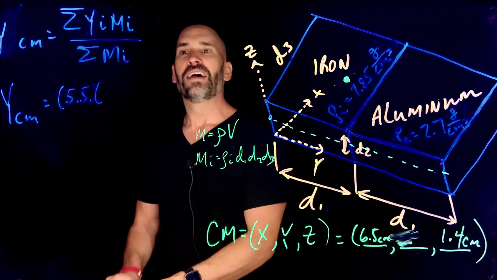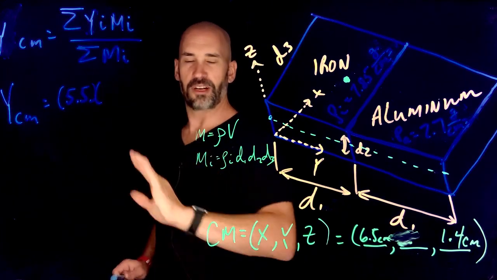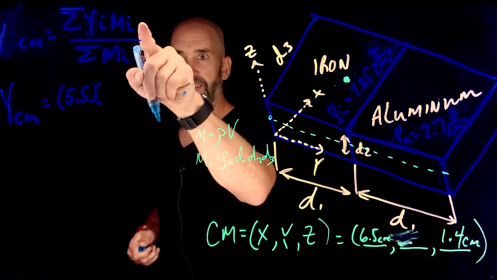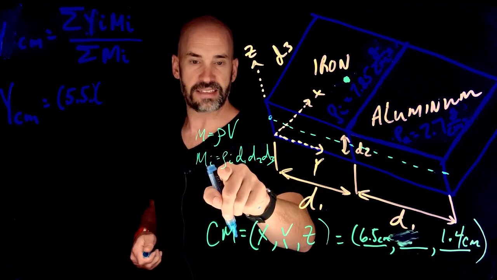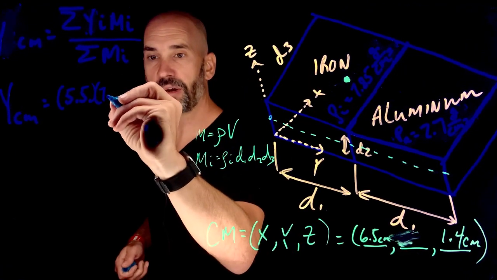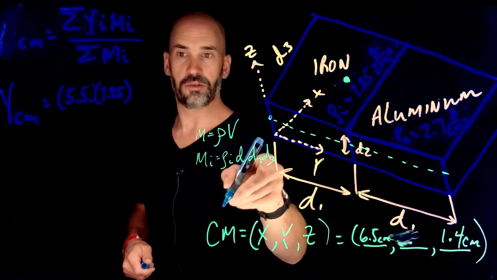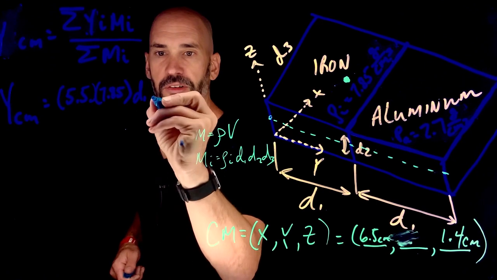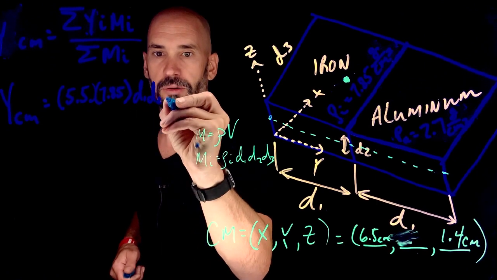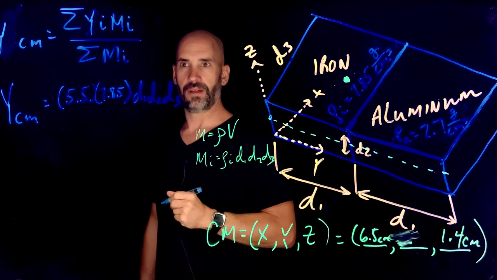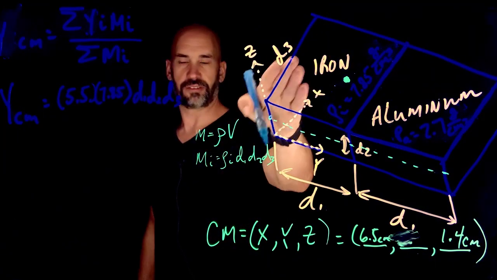You're going to see how this plays out in a second, but I'm going to roll with this right now. So I'm going to say that the mass of iron, Mi, is going to be the density of iron, which is 7.85, times D1, D2, D3. And I'm not going to put those values in, and you'll see why in a second. D1, D2, D3. Okay? That's my first term. That's the term for iron.